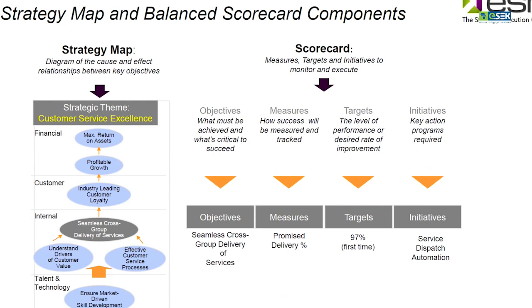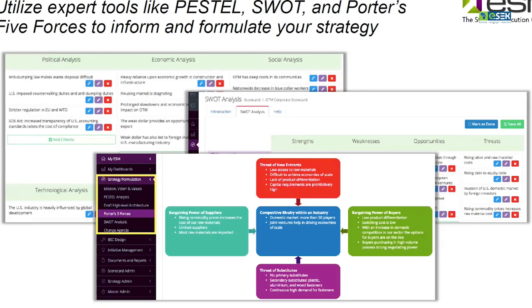And then the initiative is service dispatch automation. We believe that that's going to have a material impact on this area of the strategy. Those are the building blocks of a well-written strategy. Whether you're going through it the first time or refreshing your strategy, you want to think of it in these contexts, right, of objectives, measures, targets, and initiatives.